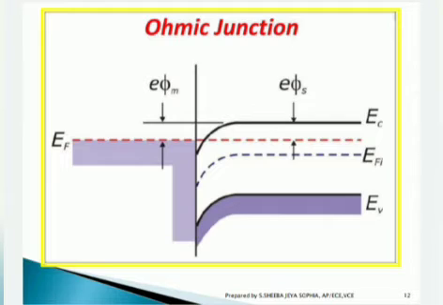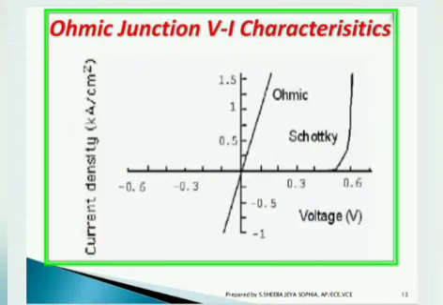Talking about the ohmic junction, if we choose this ohmic junction as the type of current conduction, here you can see the conduction and valence band, with the Fermi level lying in between, and the conduction takes place around this Fermi level. Here you can clearly see the difference between the ohmic and Schottky junction: in the ohmic junction the characteristic is linear for both forward and reverse, whereas in the Schottky junction it is a curve for the forward and reverse characteristics.